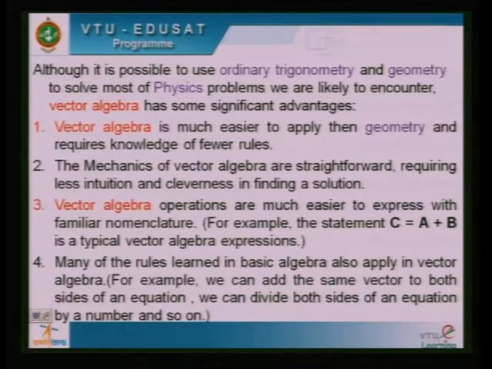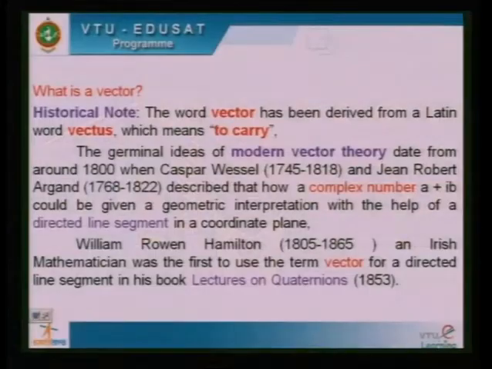So many of the rules learned in basic algebra, we have studied so many operations in algebra: addition, subtraction, multiplication, division. Is it clear? In a similar way, the same operations can be applied in vector algebra. For example, we can add the same vector to both sides of an equation. We can divide both sides of an equation by a number, and so on. Is it clear? So these are the advantages of vector algebra.